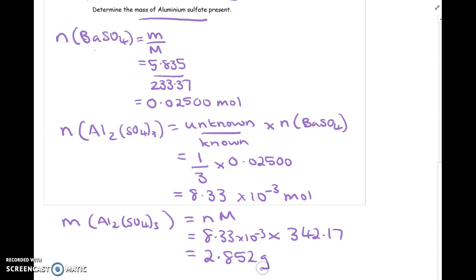So in this case, it is 2.852 grams. Now please note that I've provided an answer to 4 significant figures because our original problem had a mass to 4 significant figures, and it's always very important that our final answer is in the correct number of significant figures.